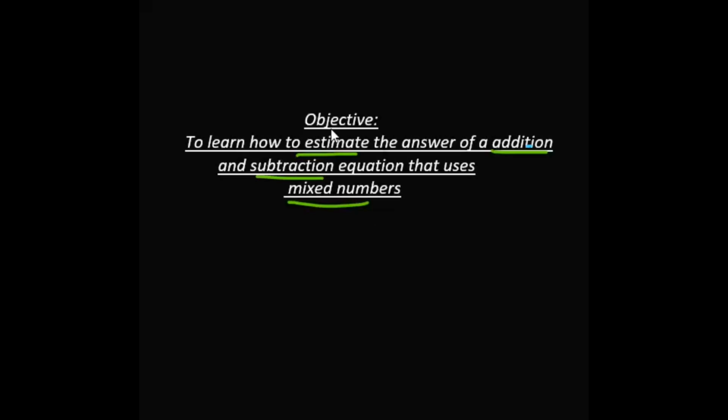So the first word is estimate. Estimate, the first thing that pops into my mind is rounding. So we're going to be doing some rounding today. The second word is addition, which is plus, and subtraction, which is minus. Okay? And then we have mixed numbers. Mixed numbers are whole numbers with fractions. So like this is a mixed number, 3 and 2 thirds. See that? That's a mixed number. Okay?